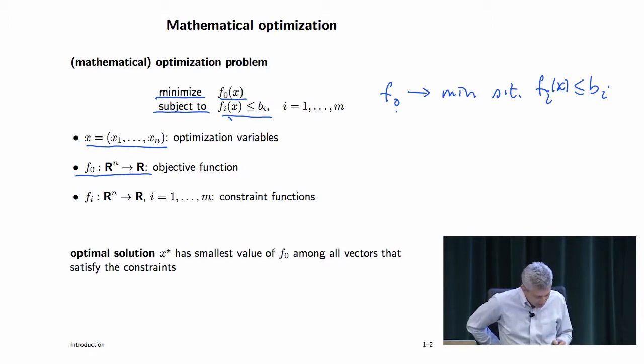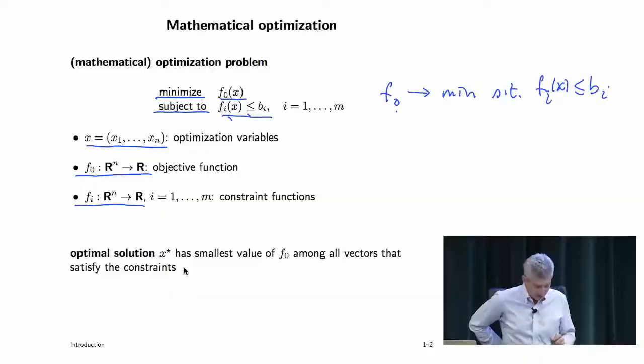Okay, and then the constraint functions have a different semantics. All that matters with a constraint function is that fi of x should be less than or equal to bi. Often, but not always, these have interpretations like resources. So when you choose x, fi is how much of the ith resource you use, and this constraint states that your budget is bi.